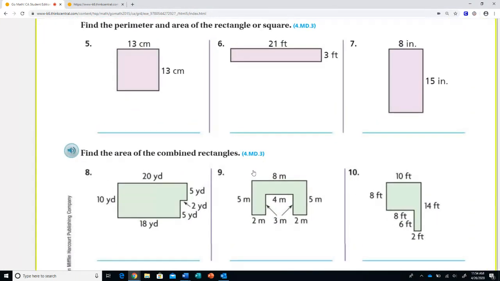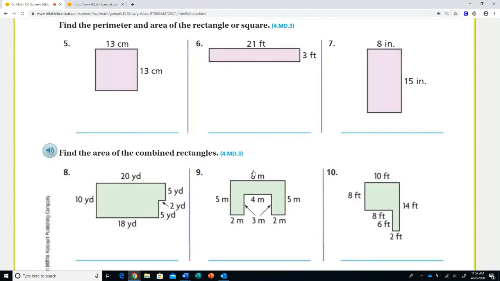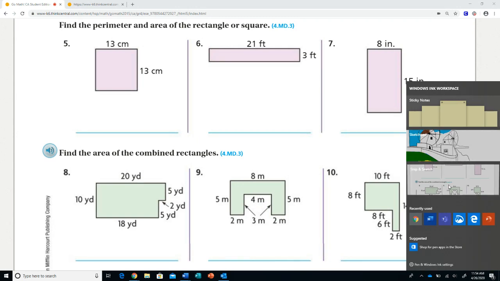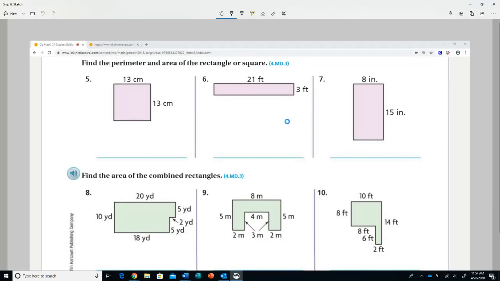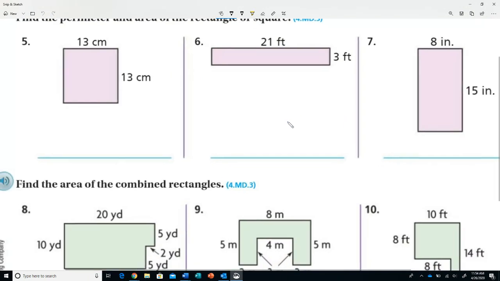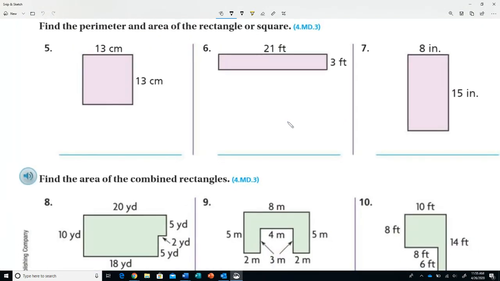So we come down here to the next set, numbers 5 to 7, that have to do with finding perimeter. The directions say find the perimeter and area of the rectangle or the square. So what I'm going to do here is snip and sketch this page, which allows me to actually then write on my screen. It does get a little messy, but we should do fine.